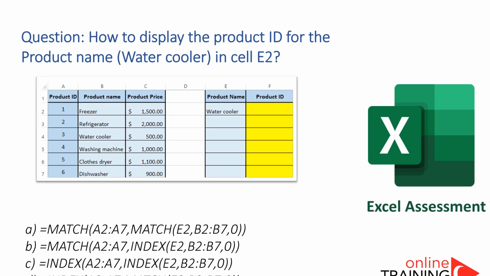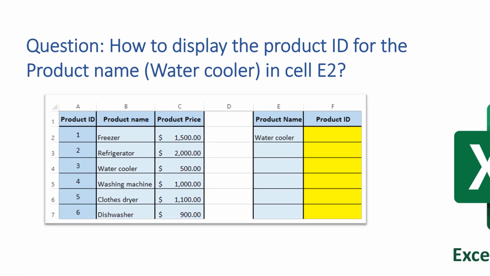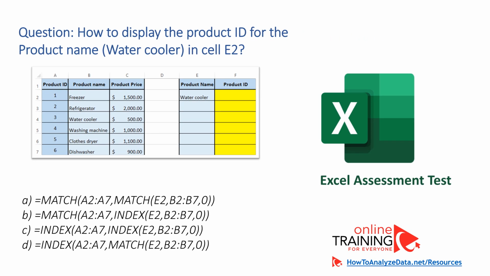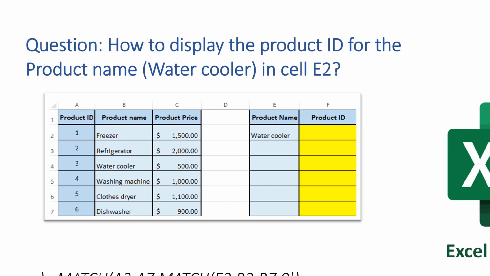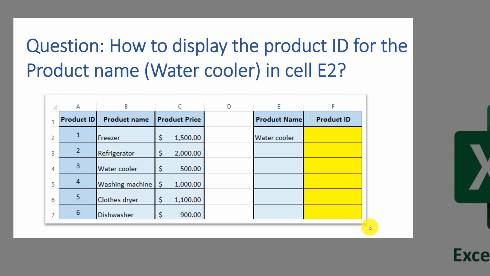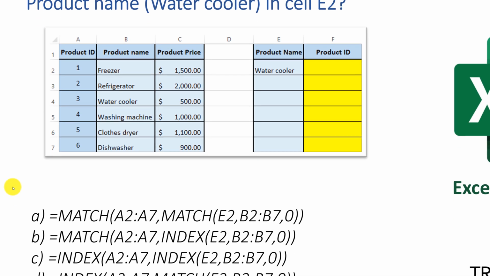Not so long ago, Excel assessment test questions always had VLOOKUP functions in them. Since additional functionality was added into Microsoft Excel, now you are tested for your knowledge of INDEX and MATCH functions, which are a more sophisticated equivalent of VLOOKUP. For example, how do you display the product ID for the product name Water Cooler in cell E2? You are presented with the screen where you can see different product IDs, product names, and product prices. You have the product name Water Cooler, and then you have column F where the final value should be added. And you have 4 different choices.